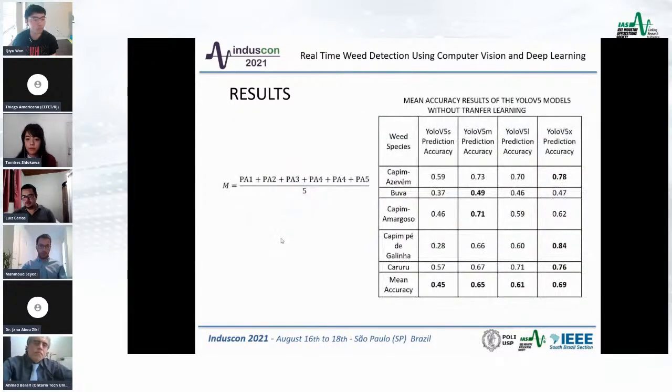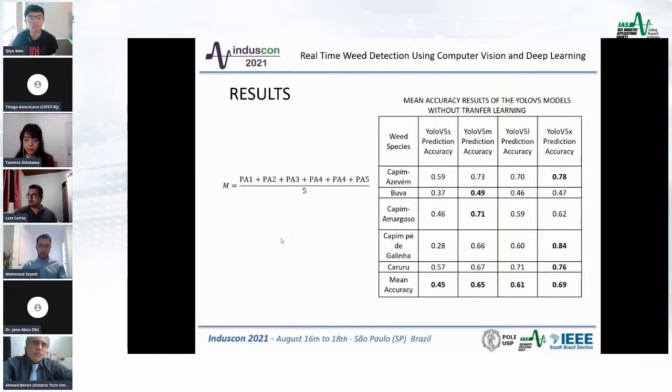To summarize these results, a mean accuracy was calculated. As can be seen in bold here, the YOLO V5S had a terrible performance with only 0.545 of mean accuracy. And the best performance was achieved by the YOLO V5X, followed by the YOLO V5M.